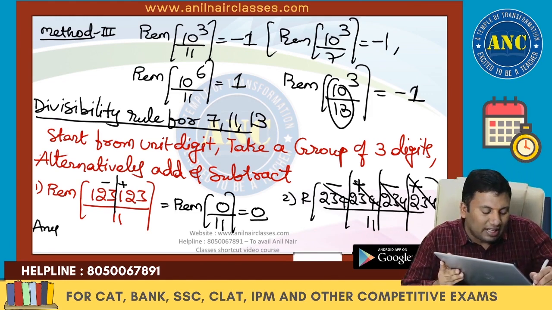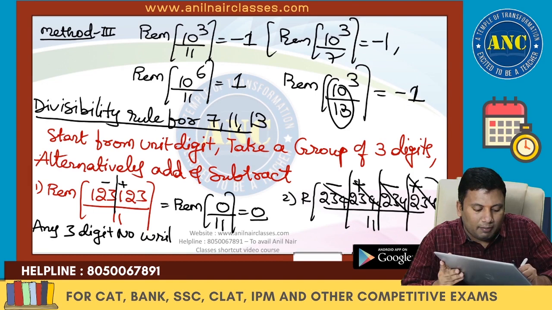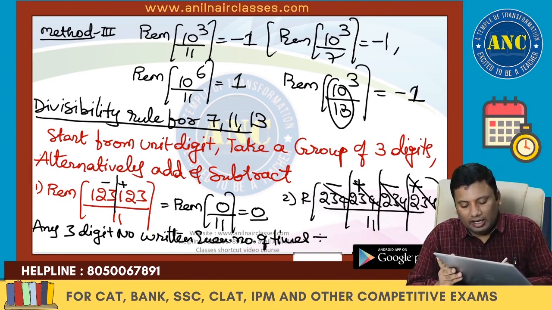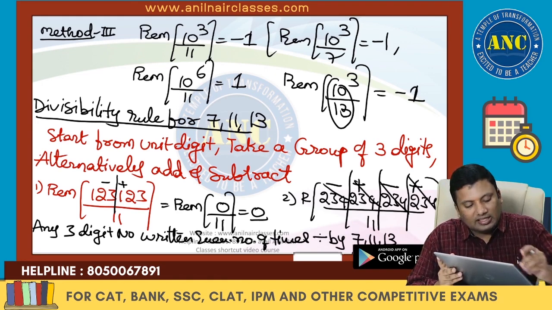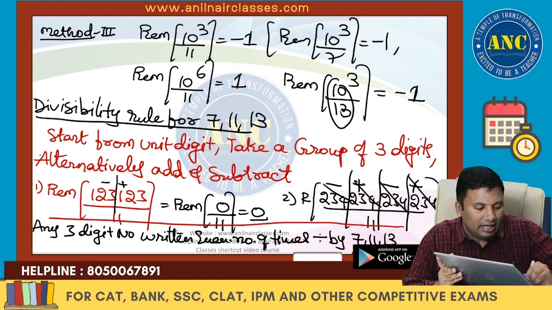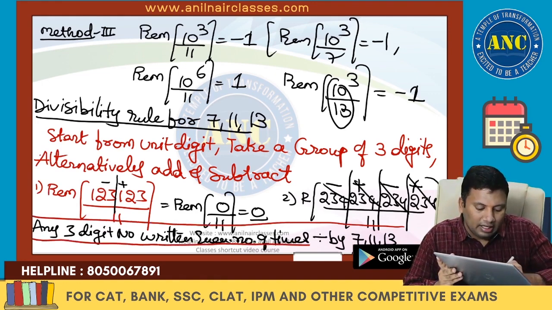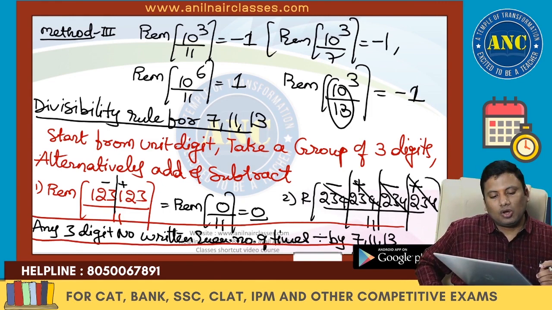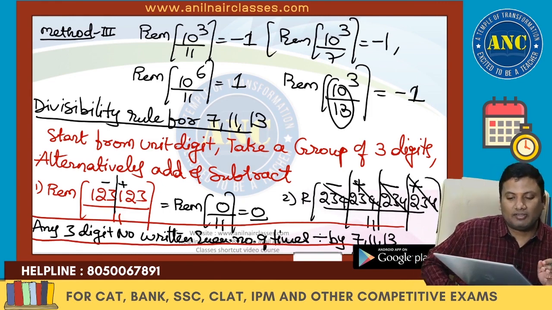In fact, not only 11, but 7, 11, 13. Any 3-digit number written an even number of times is always divisible by 7, 11 and 13.